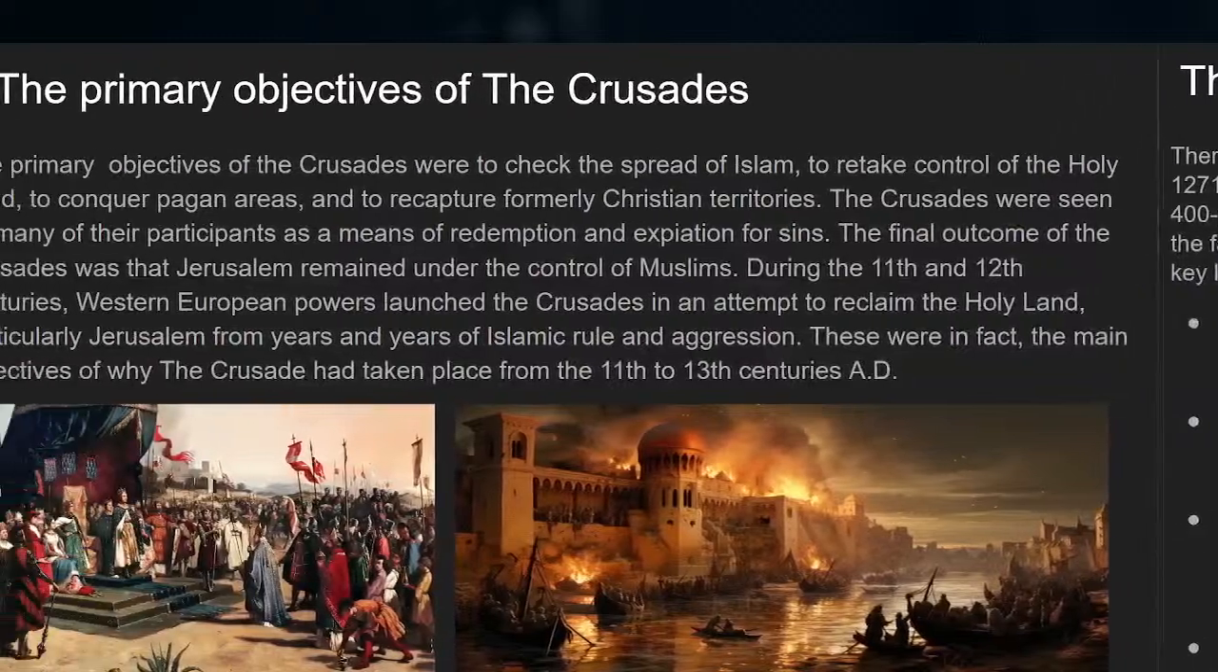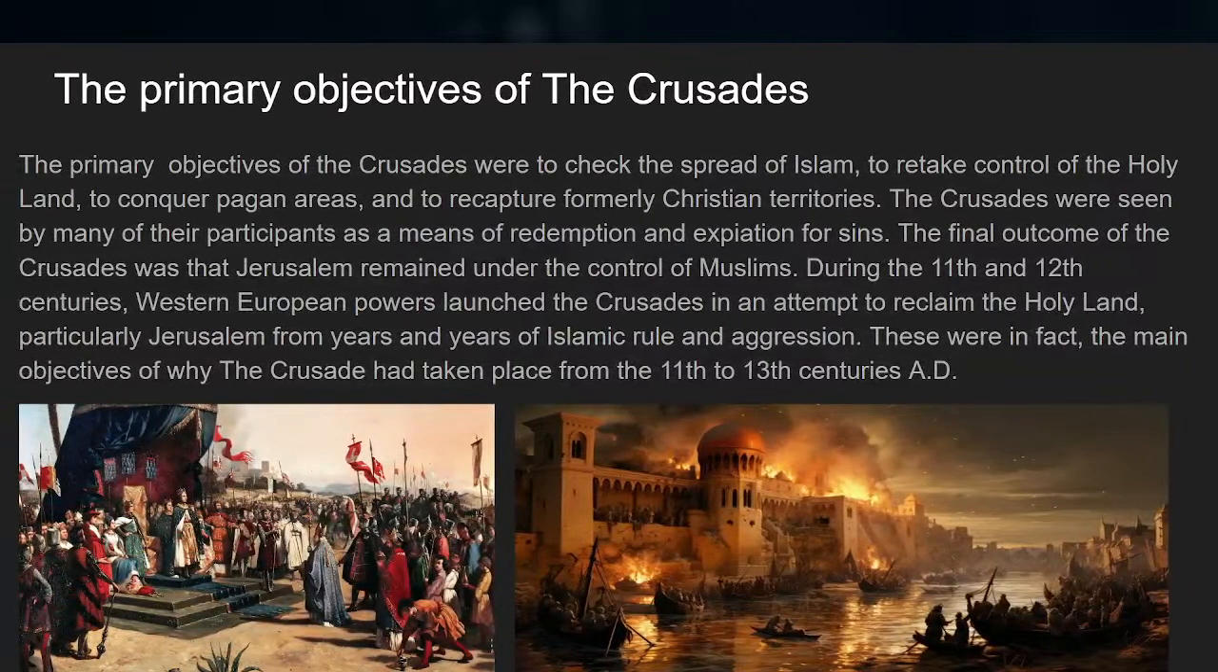All right, everybody, here are the primary objectives of the Crusades. The primary objectives of the Crusades were to check the spread of Islam, to retake control of the Holy Land, to conquer pagan areas, and to recapture formerly Christian territories. The Crusades were seen by many of their participants as a means of redemption and expiation for sins. The final outcome of the Crusades was that Jerusalem remained under the control of the Muslims. During the 11th and 12th centuries, Western European powers launched the Crusades in an attempt to reclaim the Holy Land, particularly Jerusalem, from thousands and thousands of years of Islamic rule and aggression. These were, in fact, the main objectives of why the Crusades had taken place from the 11th to 13th centuries AD.